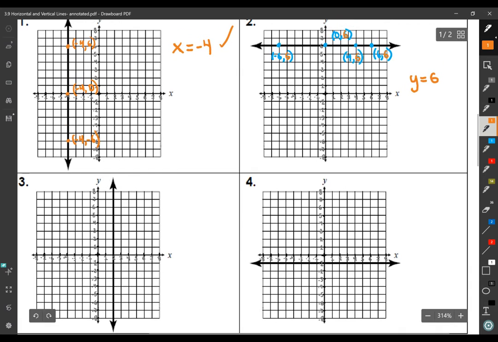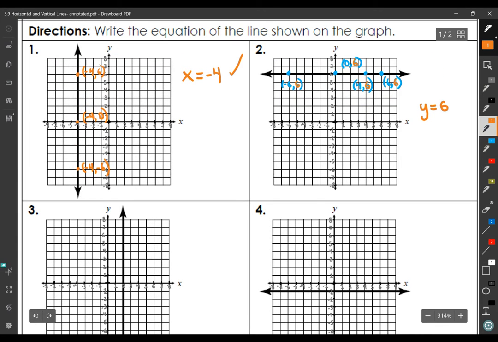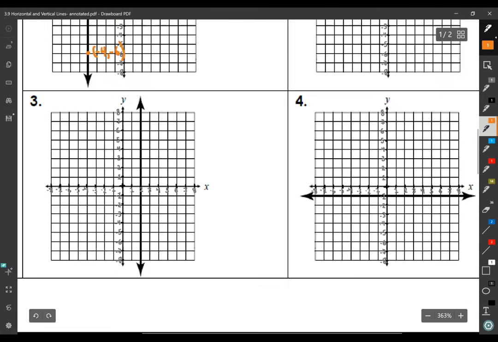So when you have a vertical line, your equation is x equals. When you have a horizontal line, your equation is y equals. Okay, let's go through a few more examples.